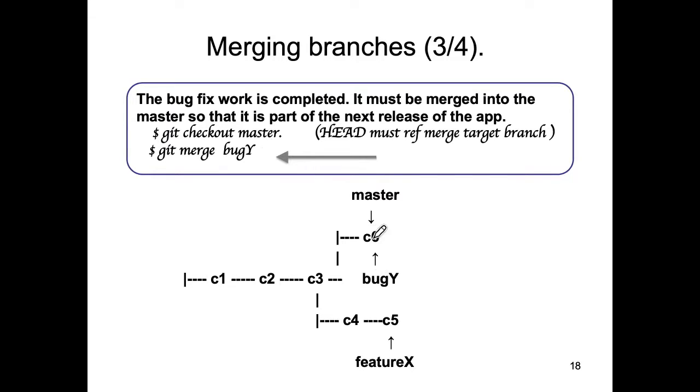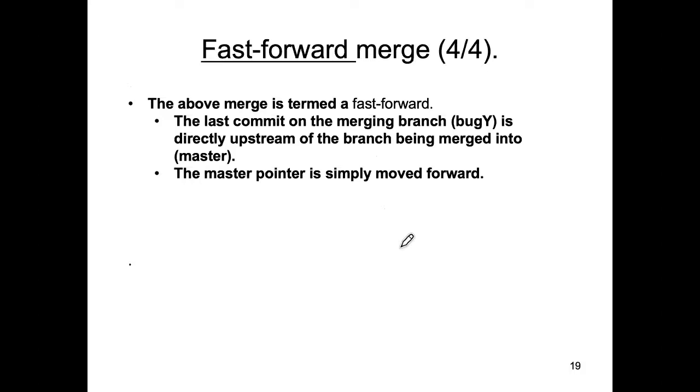Bug Y is also pointing at that commit, but that's fine. So now master is pointing at this. This is now part of my master branch, which goes back around here. So that's what constitutes a merge in this particular case. It's a simple movement of the master branch pointer. We refer to that type of merge as being a fast forward merge, as in it just moved the branch pointer forward to a new commit. Very simple operation from Git's point of view.